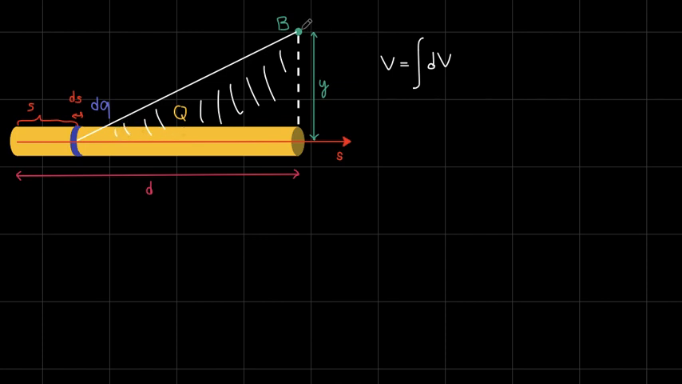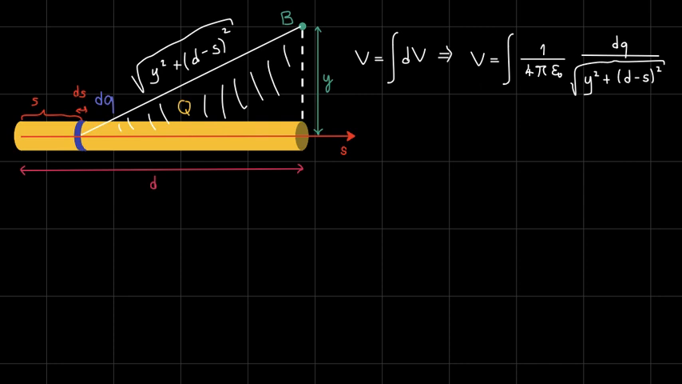Now, the two right legs of the triangle are y, the vertical one is y, and the horizontal one is d minus s, right? And the white segment, the actual distance that we're looking for, is the hypotenuse of this triangle. So then the distance between point B and the unit charge element dq is equal to square root of y squared plus d minus s squared. Substituting that in the expression for dV, this is what we get.